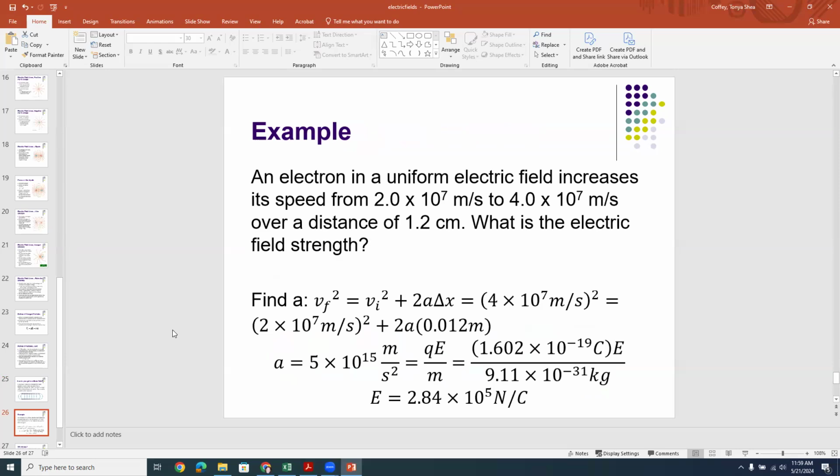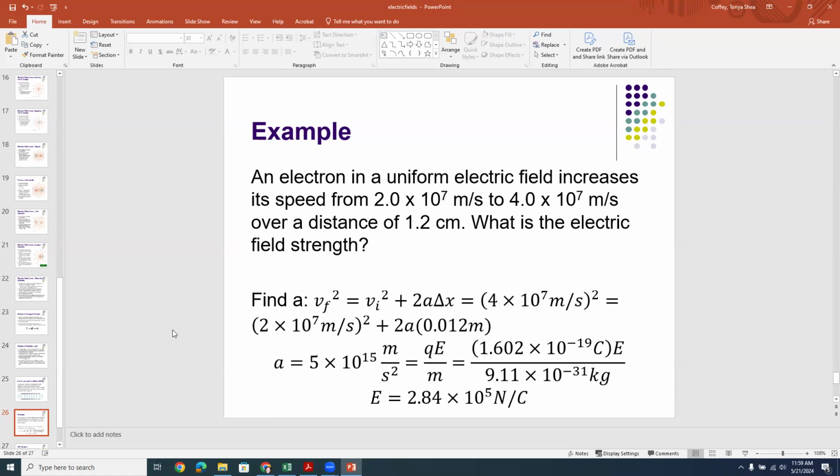And we can see that it increases its speed from 2 times 10 to the 7th meters per second to 4 times 10 to the 7th meters per second over a short distance of 1.2 centimeters. So what would our electric field strength be? Okay, well, if we have a uniform electric field, then we can use the kinematics equations, okay?